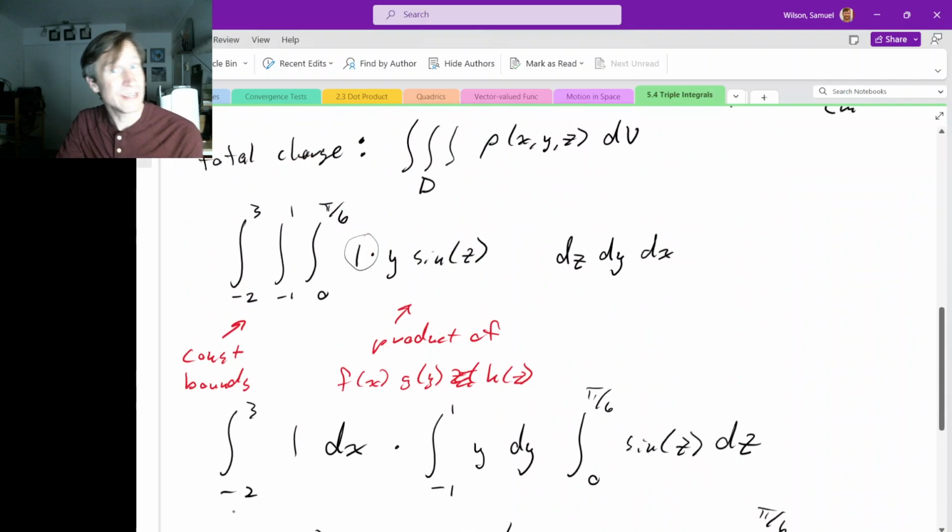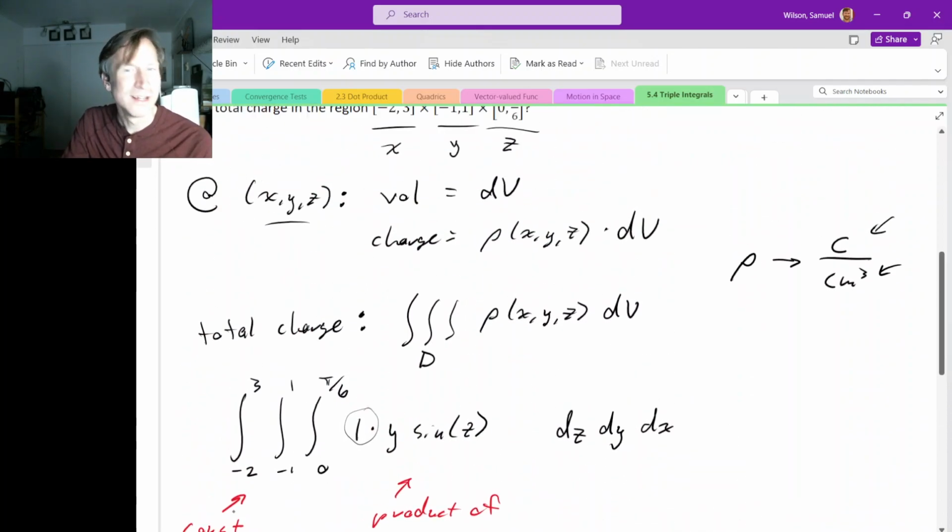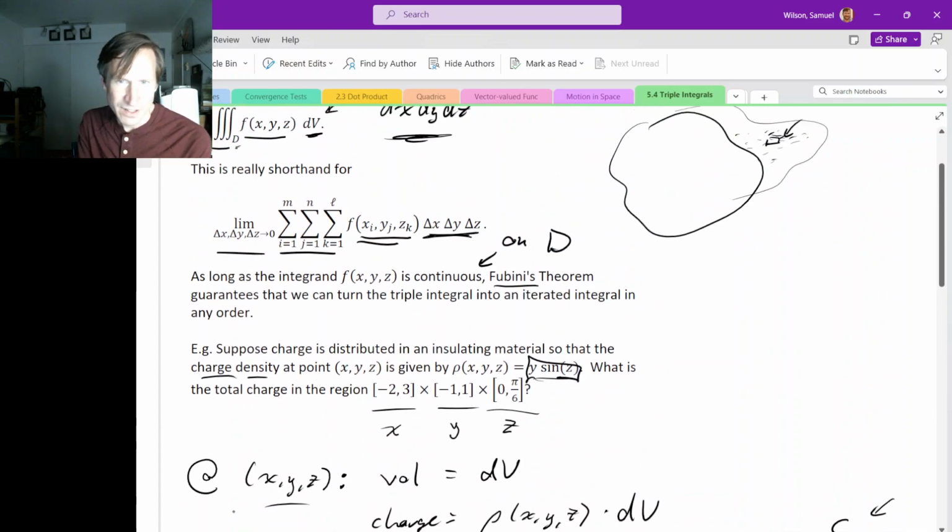So if you did the integral in another order, hopefully you got the same result, 0. Because, again, that is guaranteed by Fubini's theorem as long as our integrand is continuous, and this particular integrand, y times sine of z, definitely is continuous.